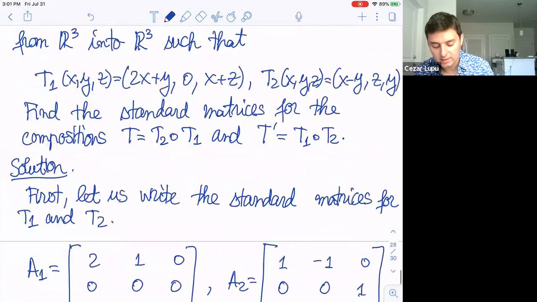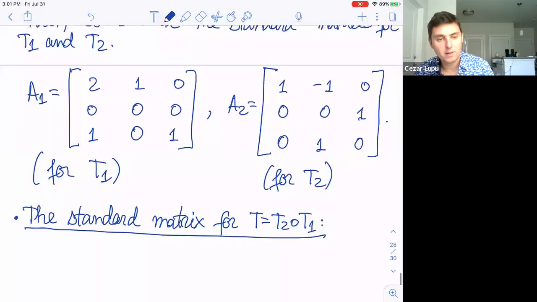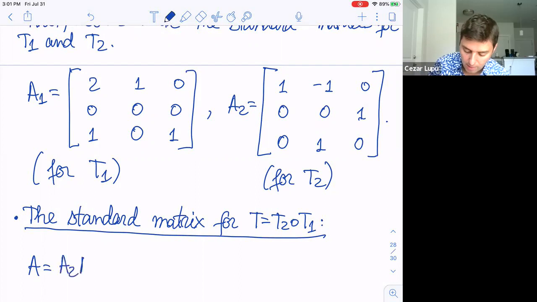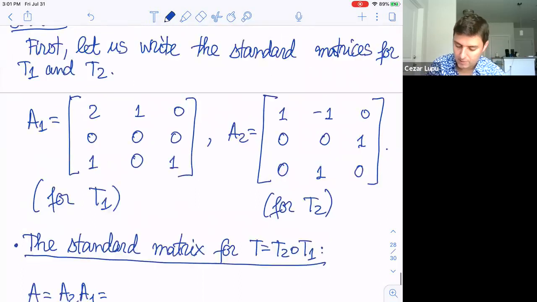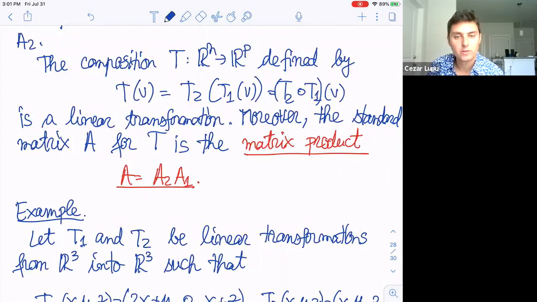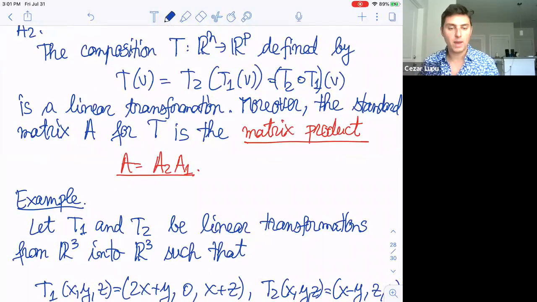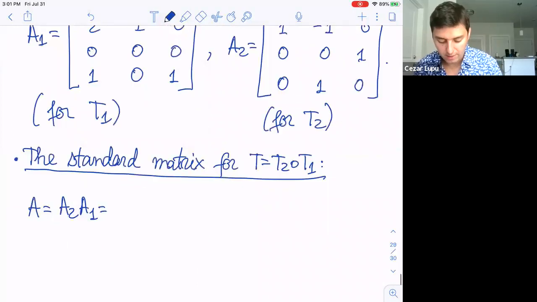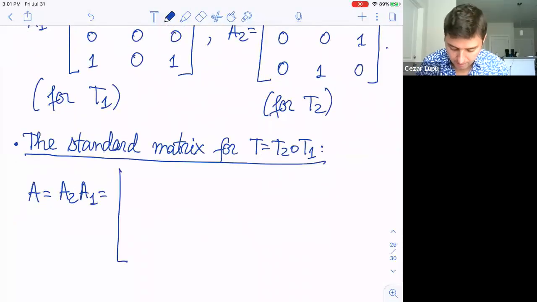So in my case, for T2 composed with T1, what is the standard matrix? Let's say A will be what based on the theorem? It will be the product, A2 times A1. Just look here. See, the product A2, A1. For T2 composed with T1, it will be A2 times A1. So it will be the product. And let's write the product.